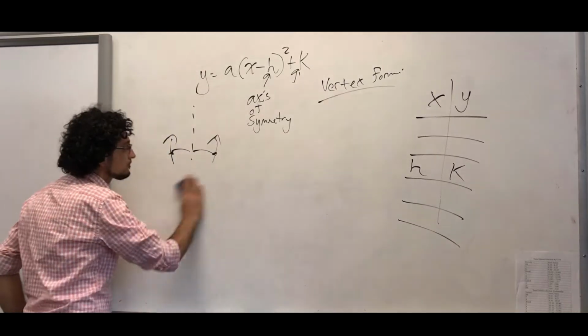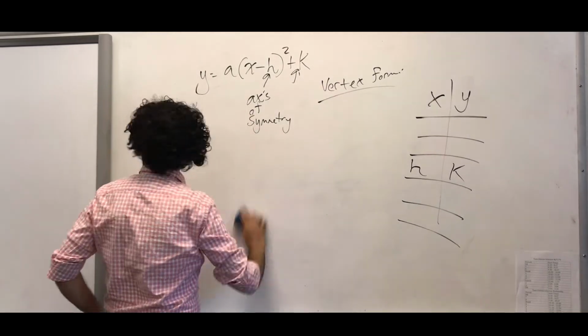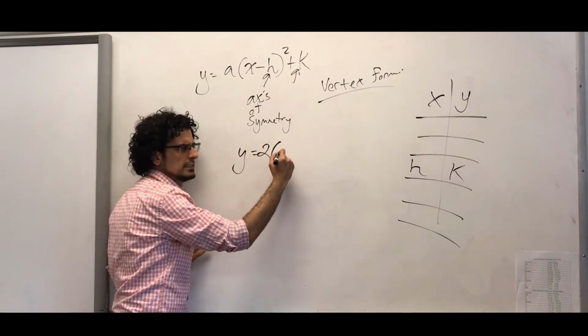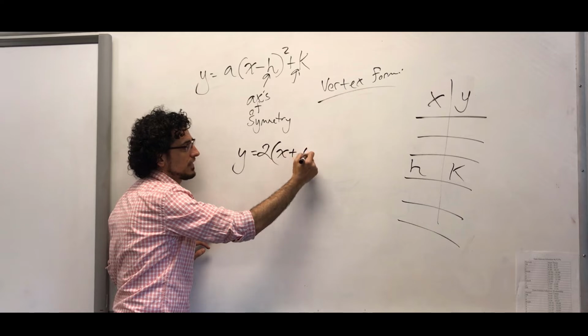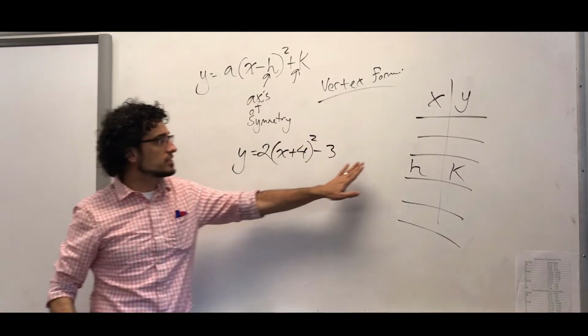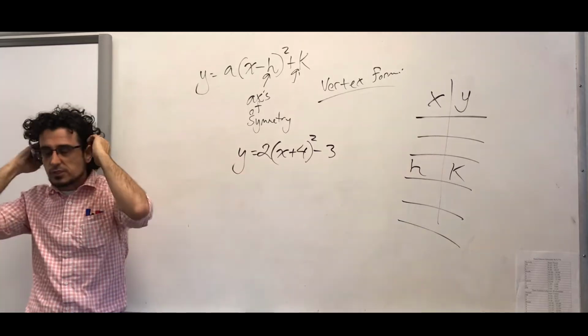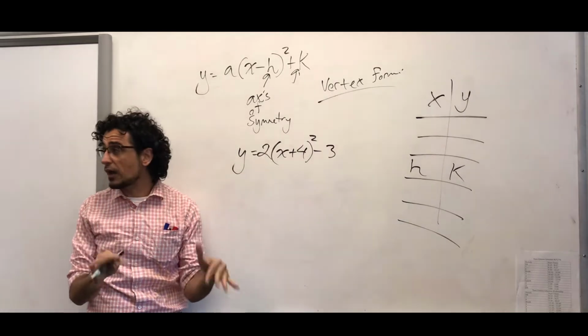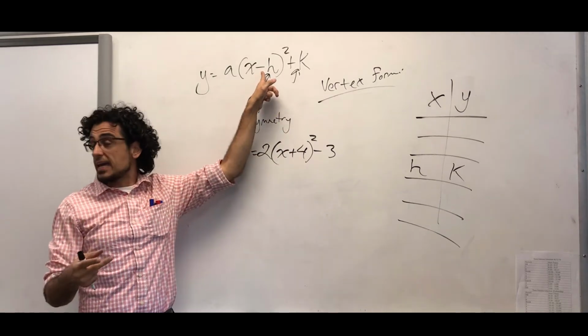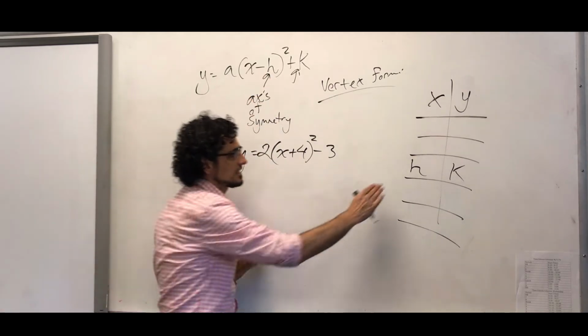So now that I have these pieces of information, let's use the equation that I gave you. We had y equals 2(x + 4) squared minus 3. Now the question is, what is my h and what is my k? So what's my h first of all? It's -4. How do we know it's -4? Yeah, because the sign flips from the original equation. So we know that this is going to be -4.